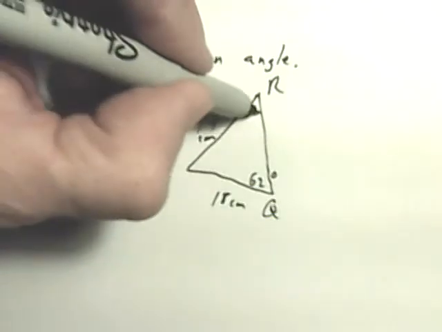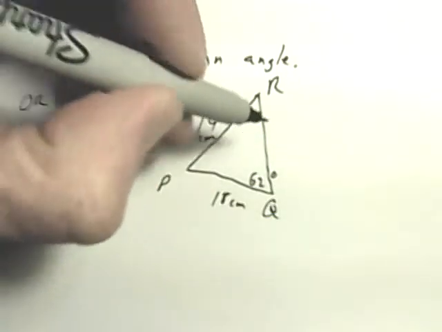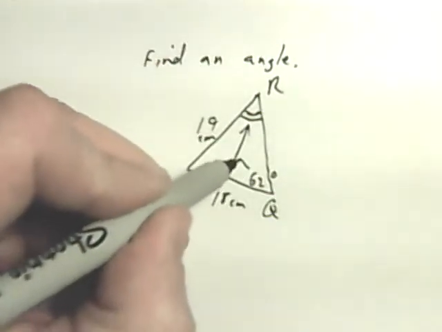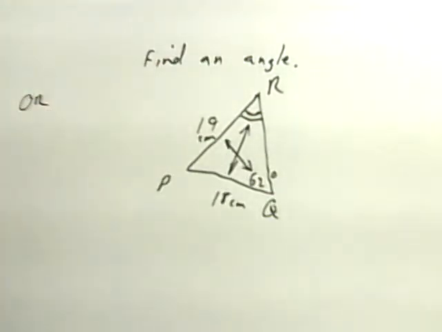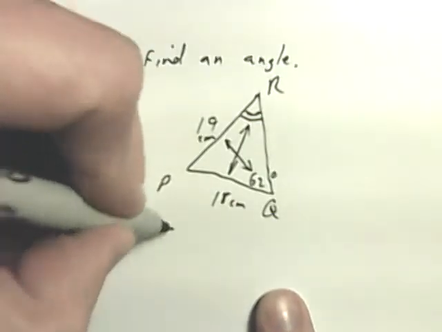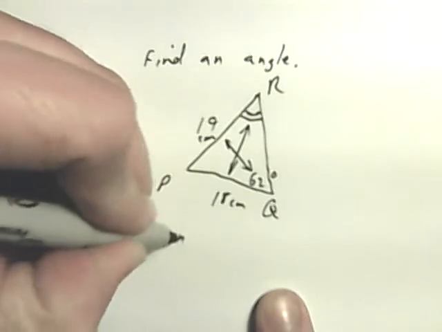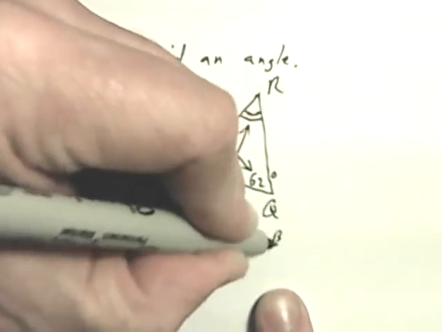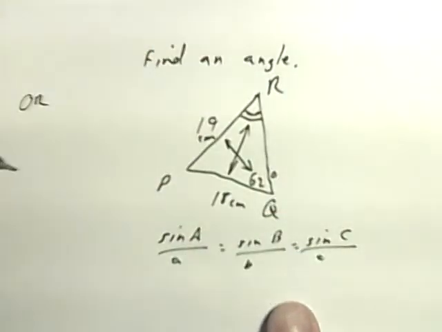Again, you need the opposite pairs relationship. So here I have an angle and its opposite side. I have an angle and its opposite side. So I can use the sine law. Since I'm looking for an angle this time, I'm going to put the angles on top in the relationship. Now I just plug in my numbers.